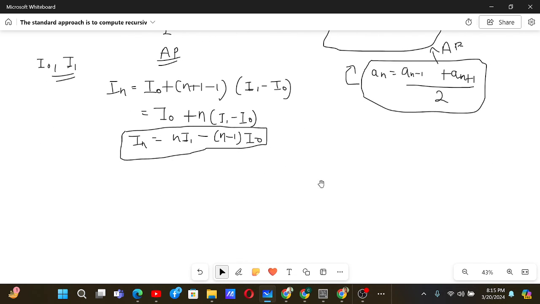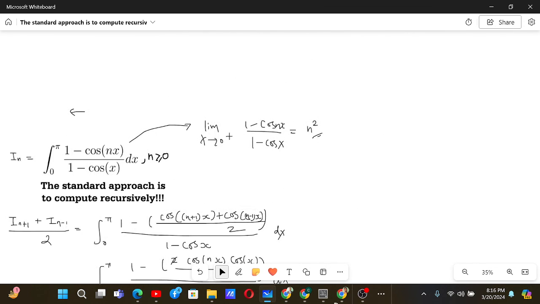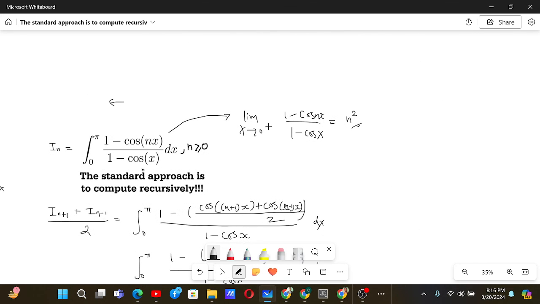So using this, we have I of n equals n times pi minus n minus 1 times 0. So I of n is actually n pi. This was a pretty nice answer. So we have finally solved this problem. The answer is n pi.